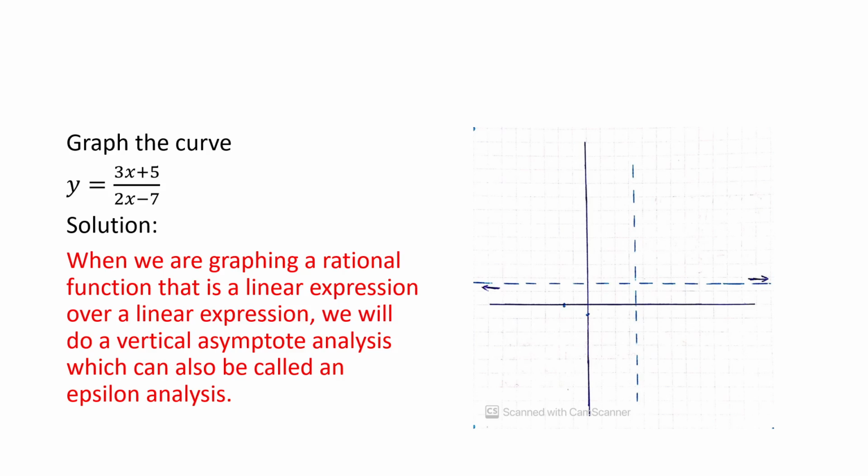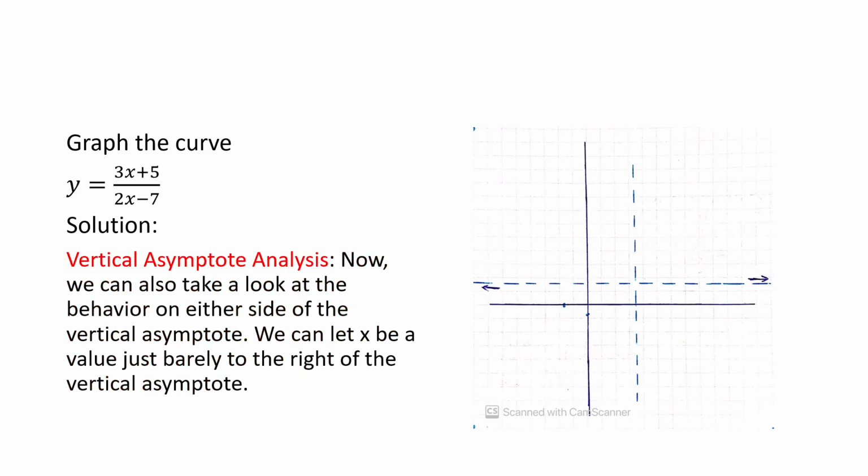And we also want to do a vertical asymptote analysis, and sometimes this is referred to as an epsilon analysis. Now, we can take a look at the behavior on either side of the vertical asymptote. So what we're going to do is we're going to let x be a value barely to the right of the vertical asymptote, and then later we'll let x be a value barely to the left of the vertical asymptote. Before we go any further, just think about it for a second. Whenever you have a vertical asymptote, like we do here, that vertical dotted line, we know that the curve looks like this. It's going to infinity. Or maybe it looks like this. Maybe the y value is going to negative infinity. But it's one or the other.